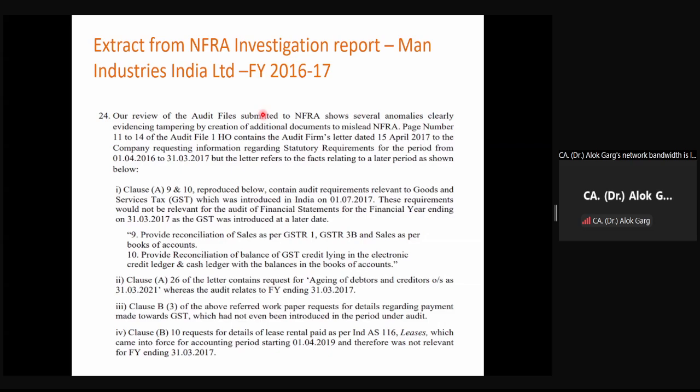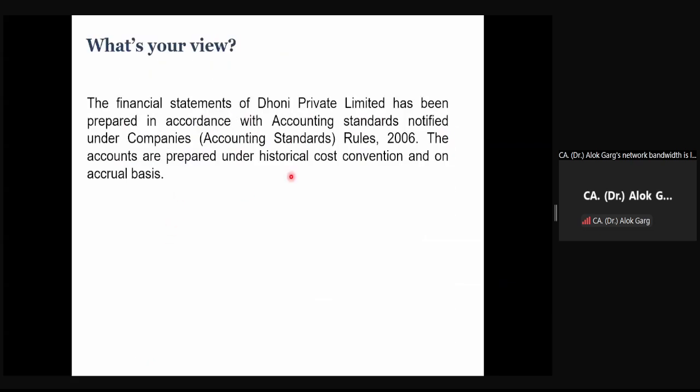Correct. Moving on further. I've just put a question because it's a virtual session, so that people will be responsive and interactive. The financial statement of Dhoni Private Limited has been prepared in accordance with accounting standards notified under Companies (Accounting Standards) Rules 2006. The accounts are prepared under historical cost convention and on accrual basis. I have found this kind of basis of preparation paragraph in the financial statements of many companies. Tell me, what is wrong in this paragraph?